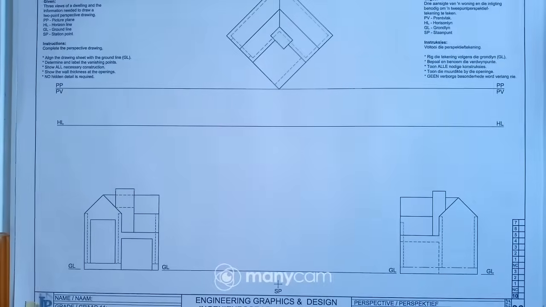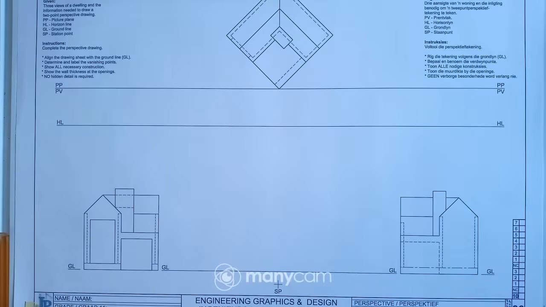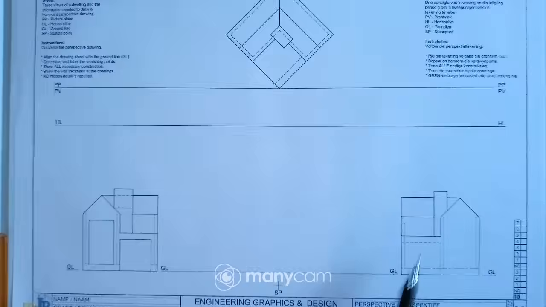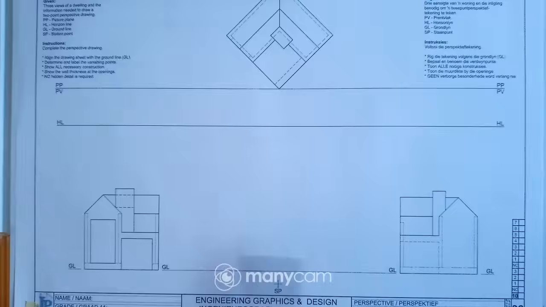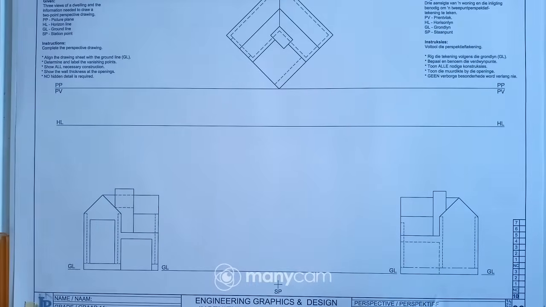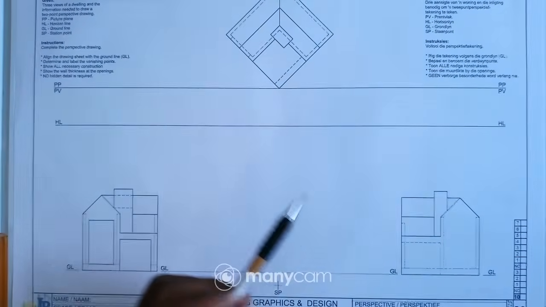Okay, grade 11s. I have a 2-point perspective drawing question here. This is page 36. I took this question from the JPEGD workbook. As you can see here, we are given three views: the top view, the left view, and the right view. If you look and analyze this question, you can see that this is a building, right?